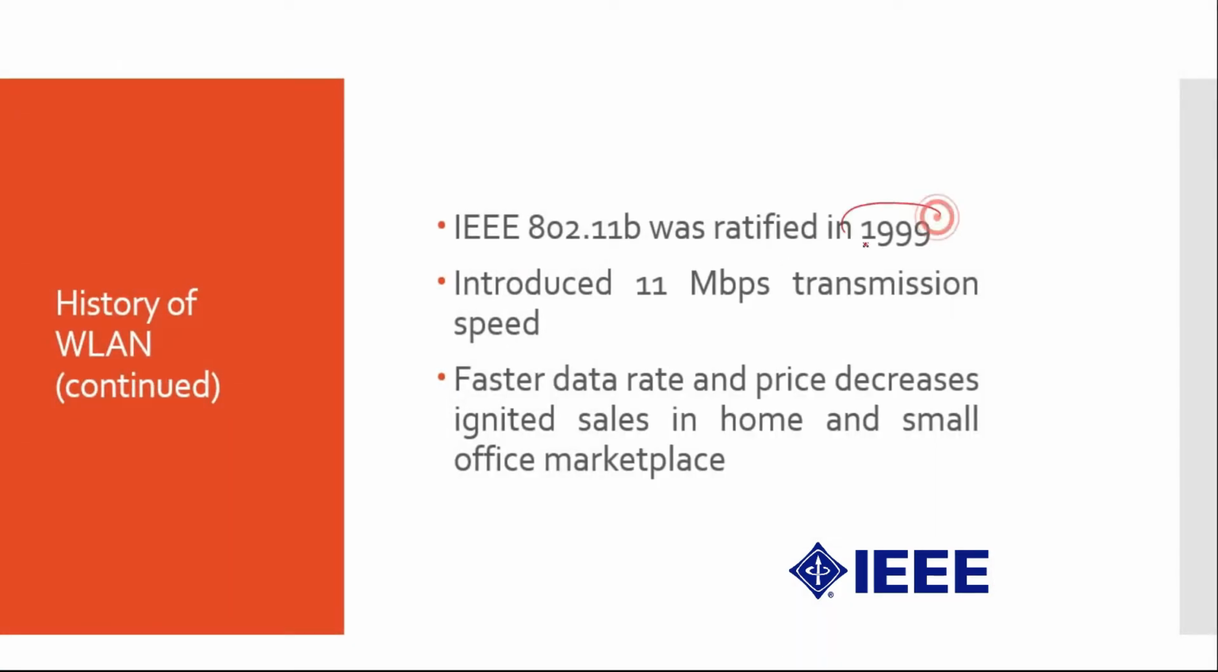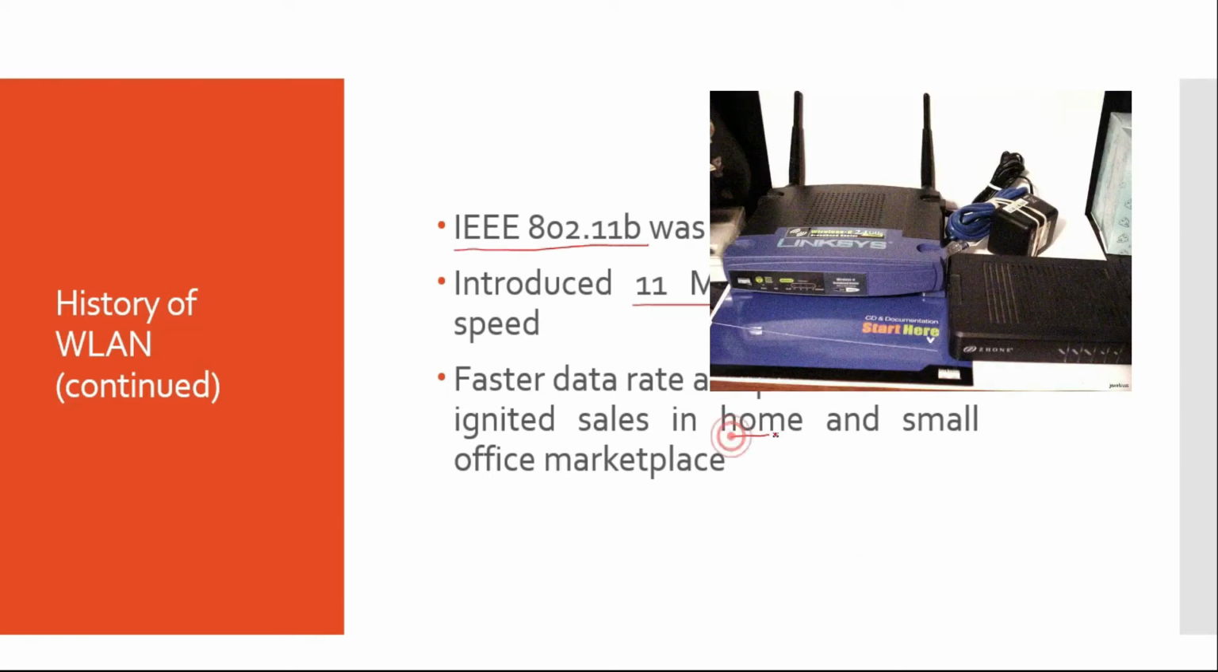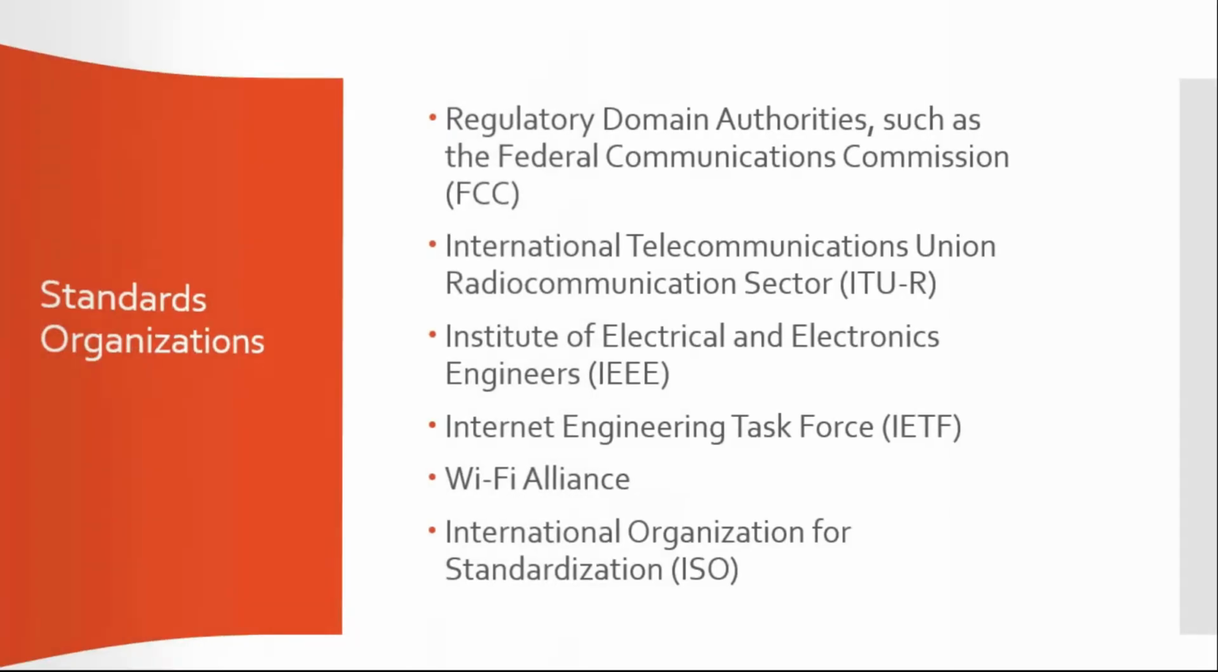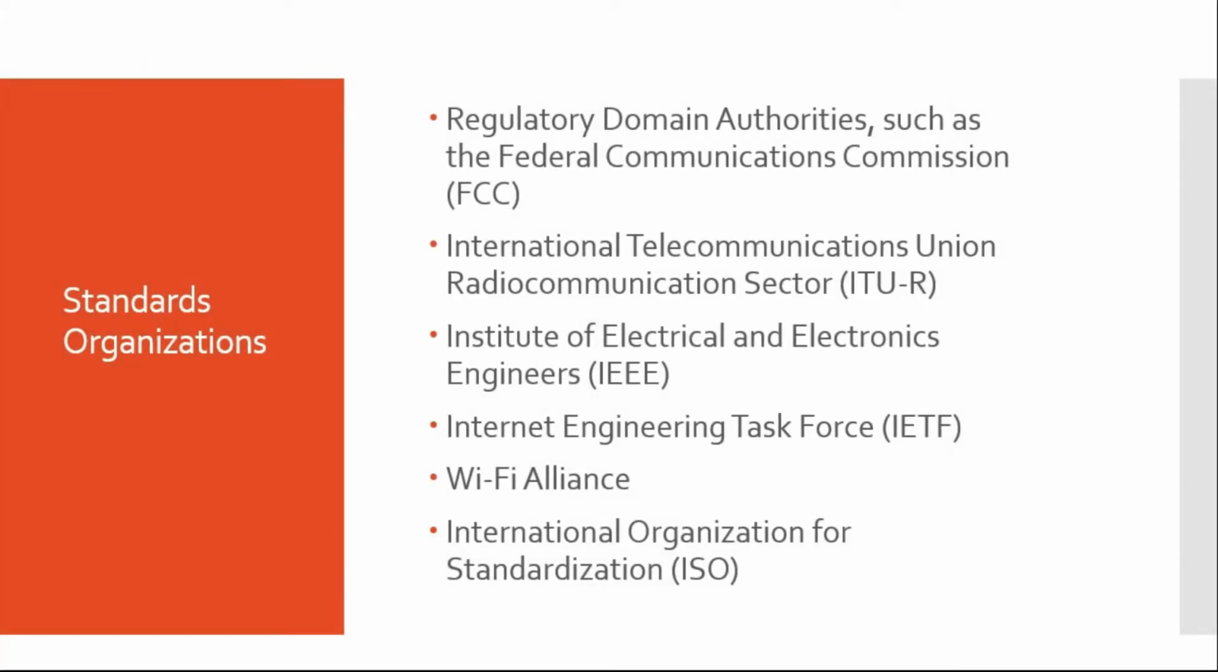In 1999, IEEE 802.11b was ratified. In the same year, they introduced 11 megabit per second transmission speed. Faster data rate and price decreases ignited sales of wireless home networking router in home and small office marketplace. That's all for history of wireless LAN. The rest is history. Standard organizations.